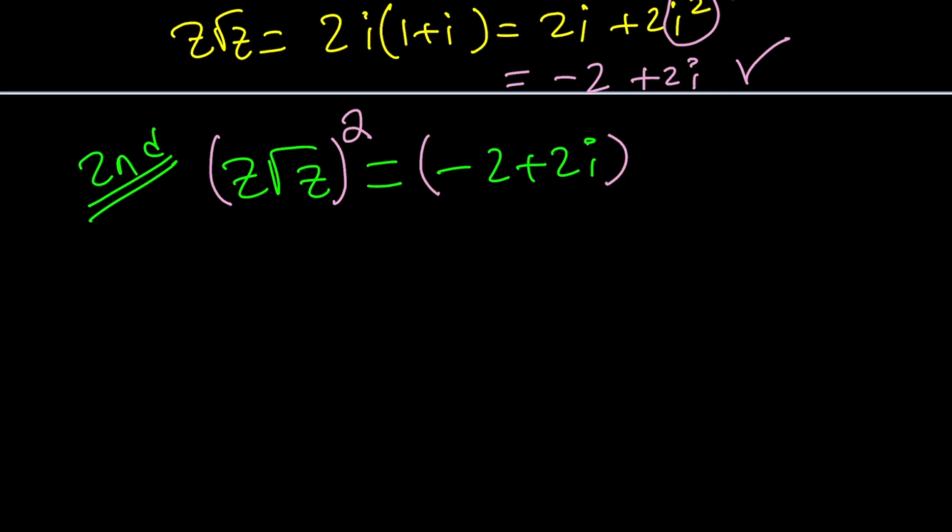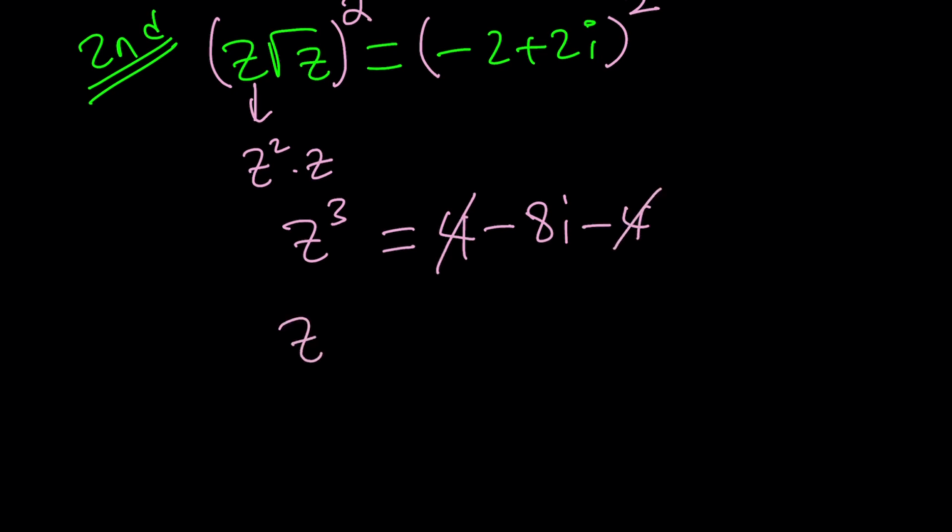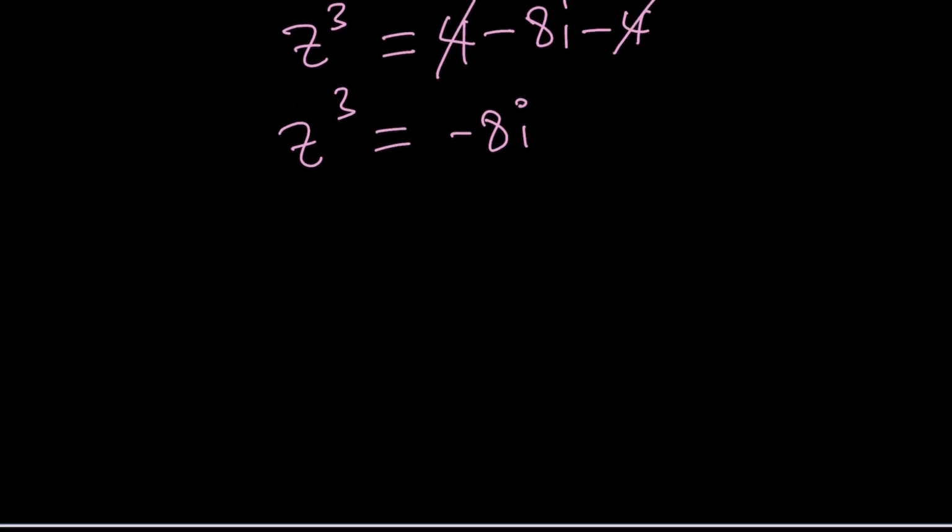And when you square this, you get z squared. When you square this, you get z. z squared times z is z cubed. So this becomes z cubed when squared. And when you square the right-hand side, you get negative 2 squared, minus 2ab, which is 8i, minus 8i, plus 4i squared, which is minus 4. 4 cancels out. We end up with z cubed equals negative 8i. Beautiful. And I can write negative 8i as 8 times e to the power negative i pi over 2, because negative pi over 2, remember, is going to be the argument, right?